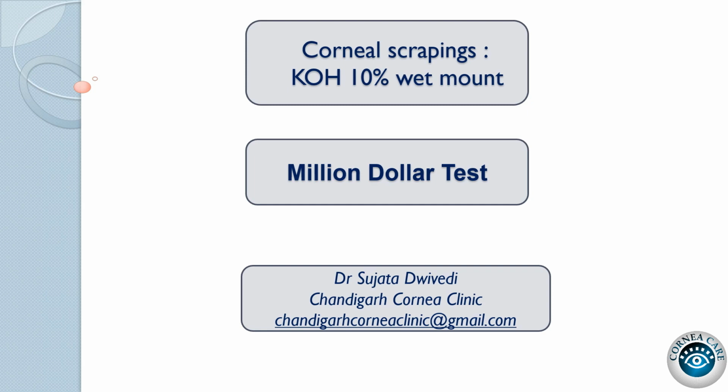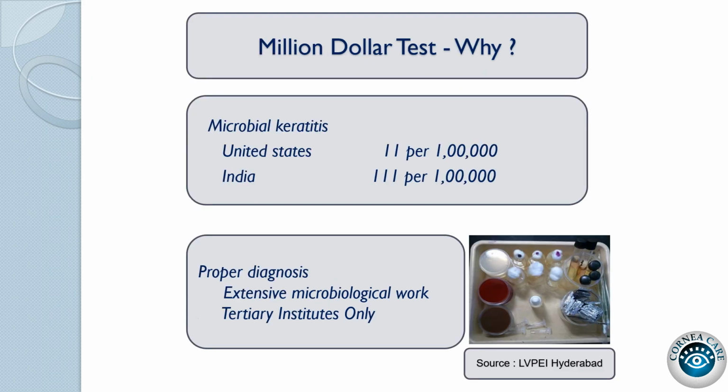Friends, today we will learn how to take corneal scrapings and do KOH mount for detection of fungus. I fondly call it a $1 million test. Let's see why. Infectious keratitis happens worldwide, but it's very common in our country. Proper diagnosis of the causative agent requires an extensive microbiological workup, which is available in few tertiary centers only.